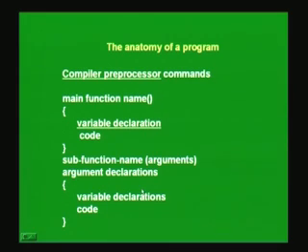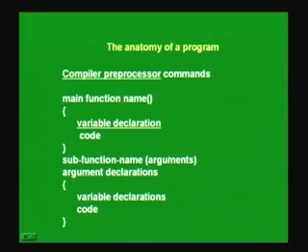And the sub function has the same structure. It might have some arguments which you pass into it, and then you have the argument declarations here, and then you have the variable declarations which are private to the sub function, and then you have the main code of the sub function. We will see examples of this. So how do we do this?